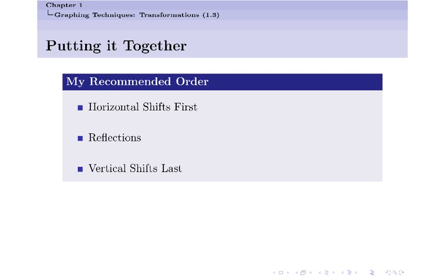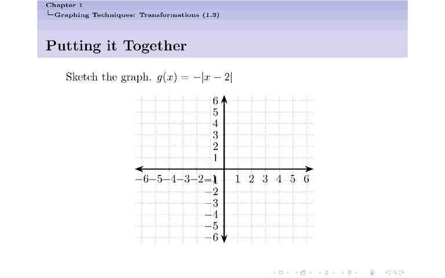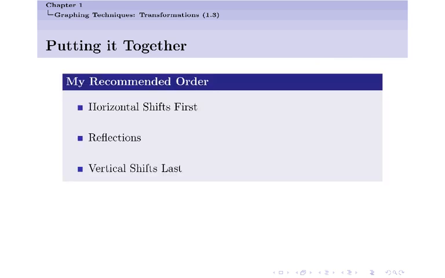All right, so now we're starting with the parent function, which means I get to choose the order. Notice how when I gave you the word problem, you had to do the order I gave you. All right, so now I'm choosing the order. I, again, like to do my horizontal shifts first, then my reflections, then my vertical shifts last.